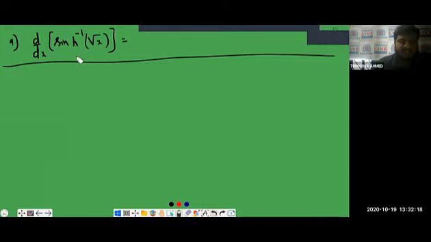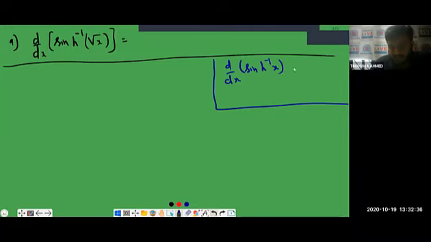Next question is d by dx of sinh inverse of root x. First we will write the formula. d by dx of sinh inverse of x. It is a hyperbolic function. d by dx of sine inverse of x is 1 by root of 1 minus x square, we know that. But d by dx of sinh inverse of x is 1 by root of 1 plus x square.